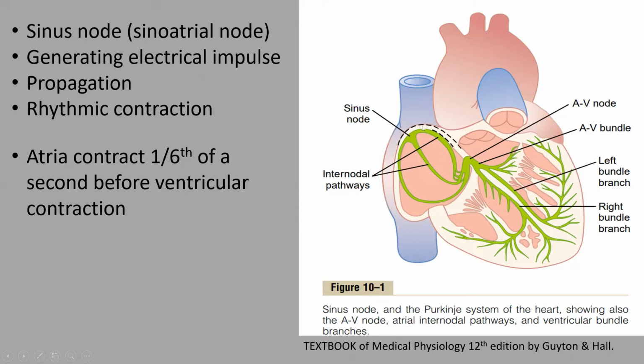And this sinus node is the natural pacemaker of the heart, and it is very closely attached to the atrial muscle. As soon as the action potential is generated here, the depolarizing current moves around the atrial muscle and causes depolarization. So the atria contract 1/6 of a second before ventricular contraction. And that is very important because the ventricle needs time to fill up before its contraction.